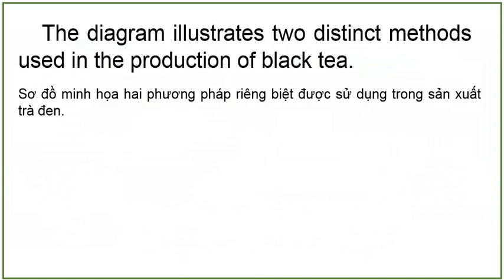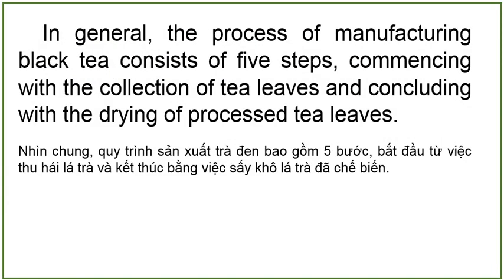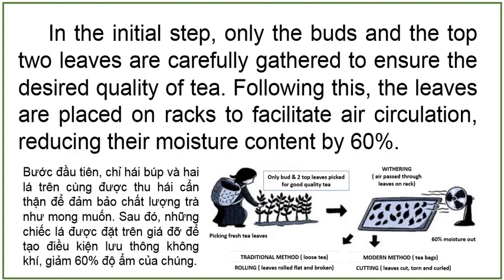The diagram illustrates 2 distinct methods used in the production of black tea. In general, the process of manufacturing black tea consists of 5 steps, commencing with the collection of tea leaves and concluding with the drying of processed tea leaves. In the initial step, only the buds and the top 2 leaves are carefully gathered to ensure the desired quality of tea. Following this, the leaves are placed on racks to facilitate air circulation, reducing their moisture content by 60%.